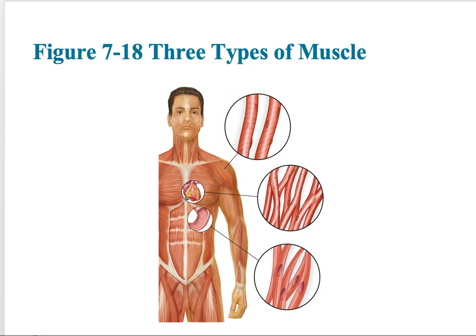Skeletal muscle, which is attached to the bones. Cardiac muscle, which is for the heart muscle itself, so it contracts. And then smooth muscle, which is found in hollow organs such as the stomach, bladder, and respiratory passageways.